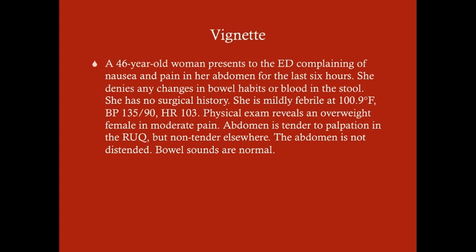She denies any changes in bowel habits or blood in the stool. She has no surgical history. She is mildly febrile at 100.9 degrees Fahrenheit, blood pressure 135/90, heart rate 103. Physical exam reveals an overweight female in moderate pain. Abdomen is tender to palpation in the right upper quadrant, but non-tender elsewhere. The abdomen is non-distended. Bowel sounds are normal.